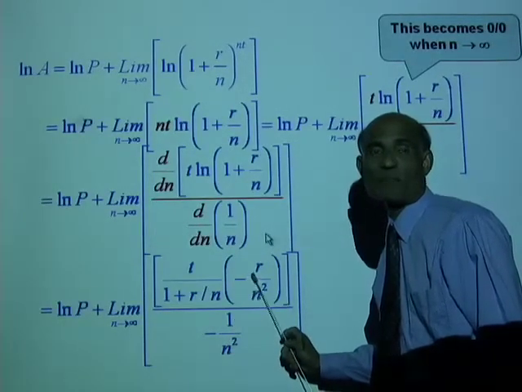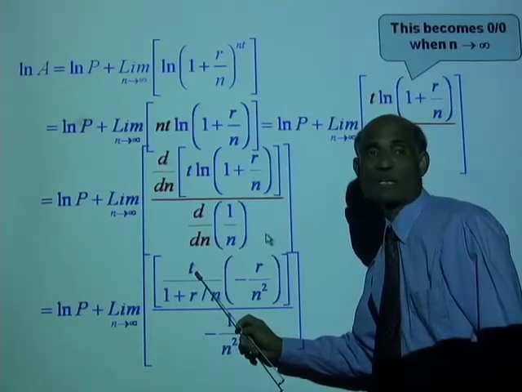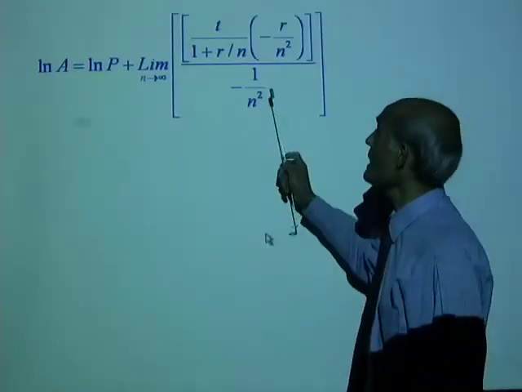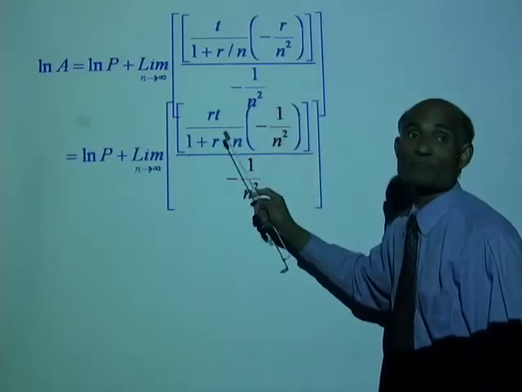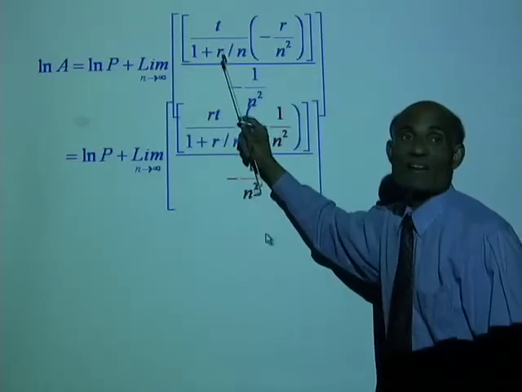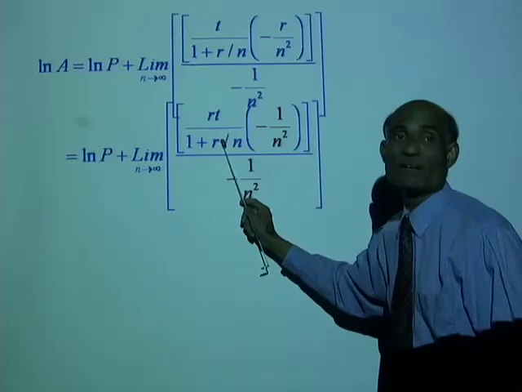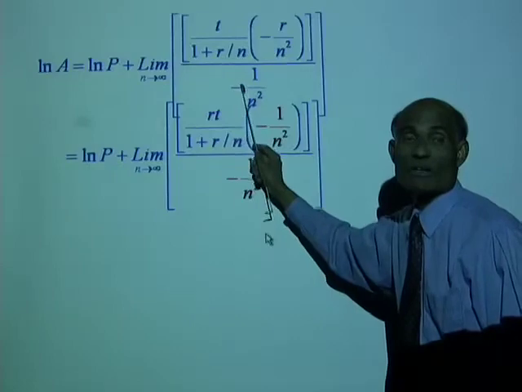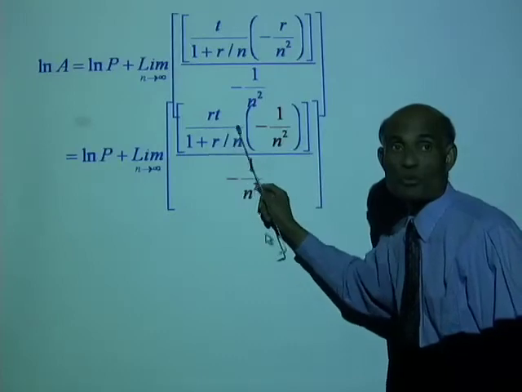And if you notice there, this r can go and join here as r times t, and negative 1 over n squared and negative 1 over n squared can cancel. Alright, let's try it again. As I said, that r can go and join there. There you go. So you get rt over 1 plus r over n multiplied by negative 1 over n squared, over that negative 1 over n squared. That will cancel, leaving us with this quantity.